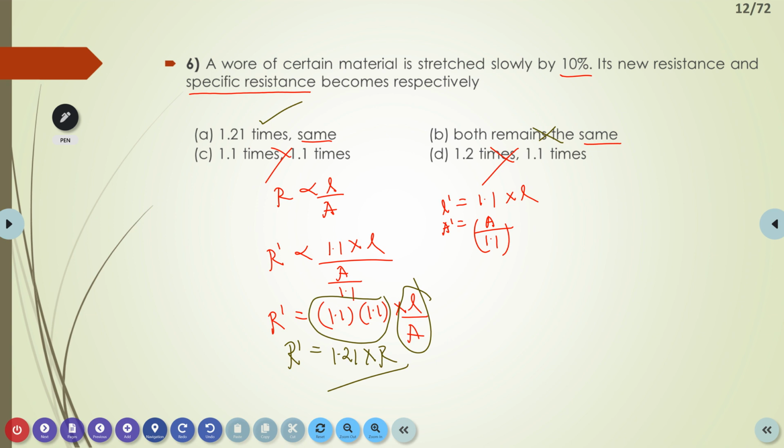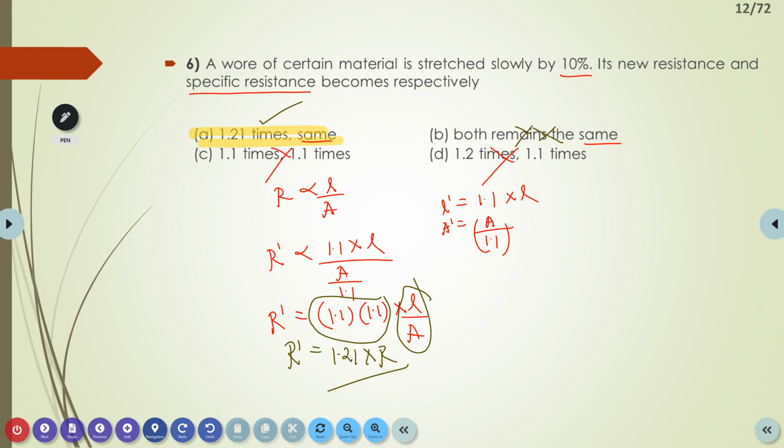Even without calculating all these parts, you can judge it. You can save time here, because whenever the geometry changes, the resistance also changes. So both remaining the same is wrong. This is wrong. Okay, so the right answer is this one. This is the right choice. A is the right choice.